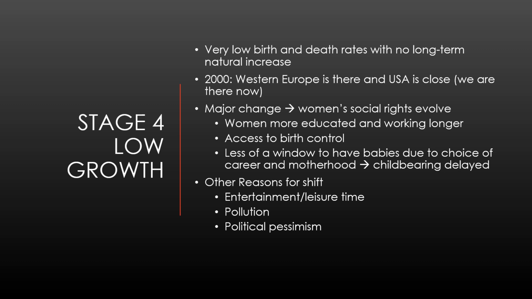So then we get to stage 4, and now we're looking at low growth. Now we have very low birth and death rates with no long-term growth. We have caught up to where we were in stage 1, where the birth rate and death rate are basically the same. Now, Western Europe is there, and the U.S. is close. We're basically there now in stage 4. So what's the change, and what continues to precipitate this change in low birth rate?